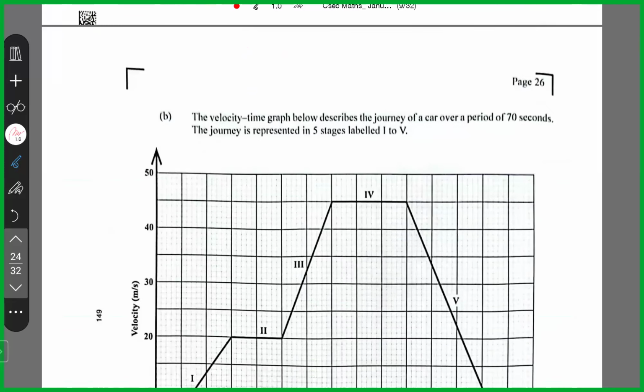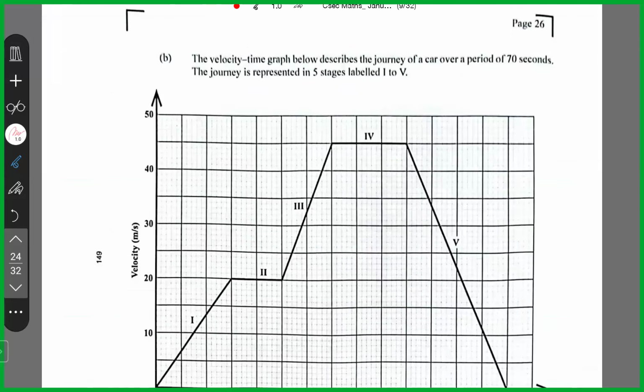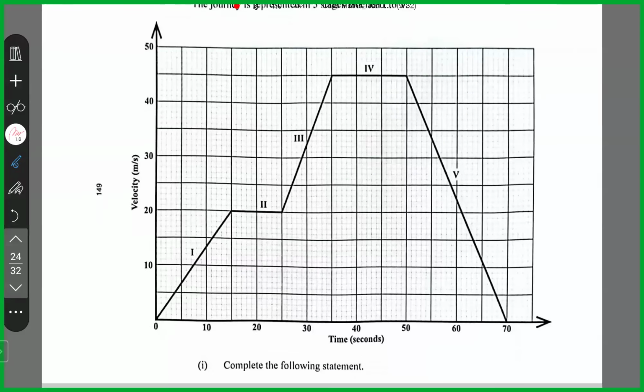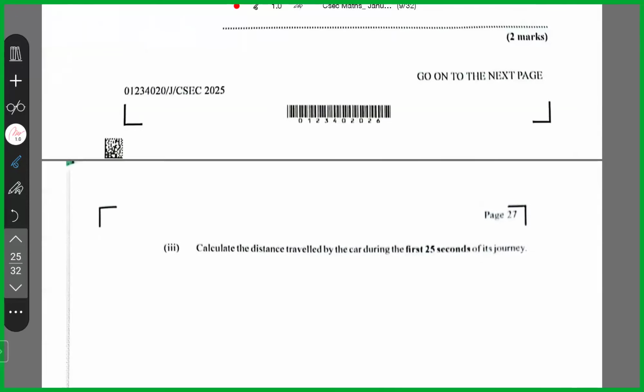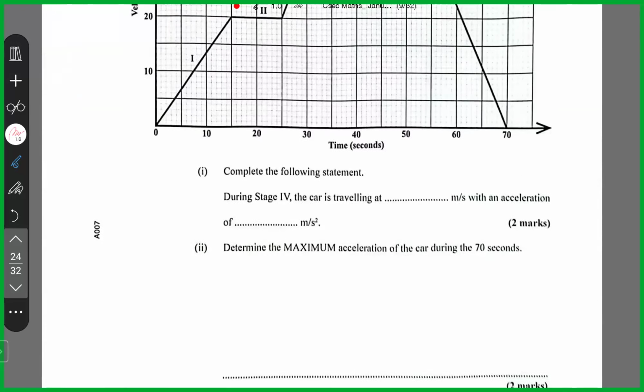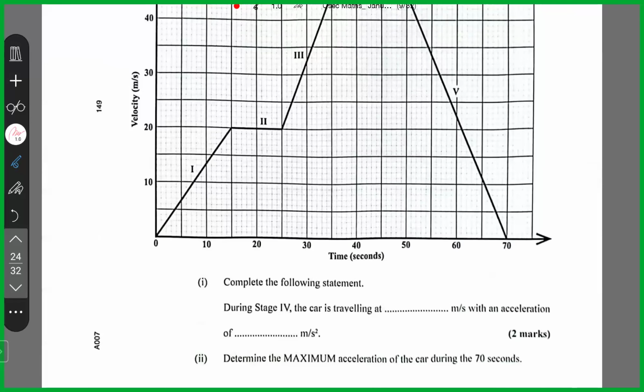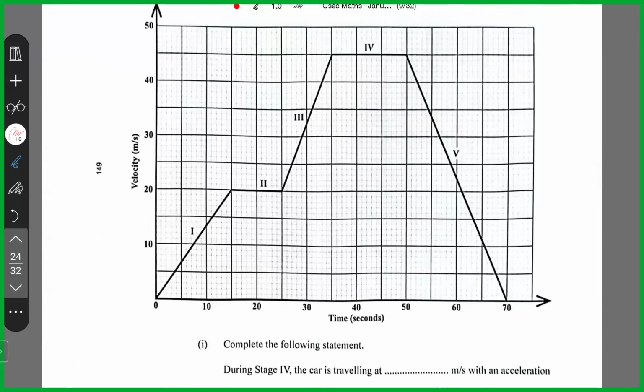All right, B is it looks like a travel graph. The velocity time graph below describes the journey of a car over a period of 70 seconds. The journey is represented in 5 stages labeled I to V. So we can see that for ourselves. We're to complete the following statements. During stage 4, the car is traveling at, so we can see stage 4.